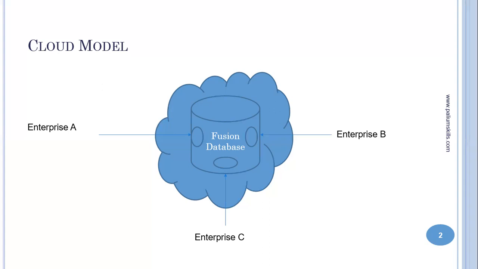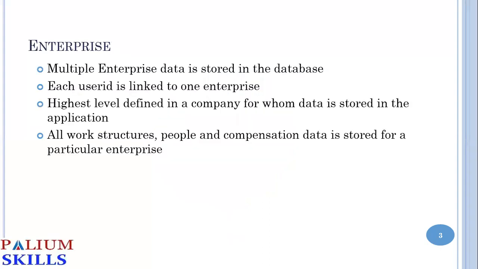So when we as a user sign in, we have to first think of what our enterprise is going to be. Enterprise is the highest level that is defined for any company. Like I said, in the database, multiple enterprise data is stored. Each user ID is linked to one enterprise. So when you sign in, like yesterday when we logged in, we could access only one enterprise data. You cannot have multiple enterprises through one ID.